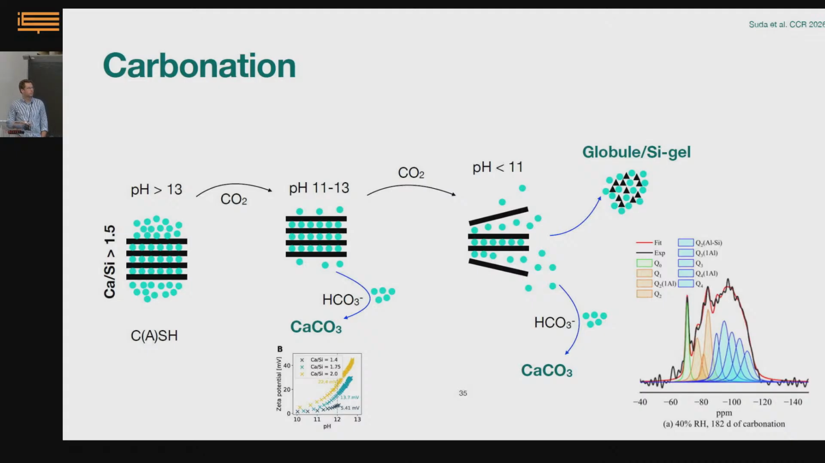And then as more CO2 slowly goes in, the lower the pH gets, and at one point you start really dissolving the CSH. As you dissolve the CSH, you're also releasing the silicates, because here you still haven't released the silicates, but here you do now. Those silicates and some calcium get used for calcium carbonate, and the remaining calcium and silicates get used up at pH below 11 to make silica gel, or maybe even the globule, depending on the solution conditions. So I think that's much more realistic than the polymerization of CSH.